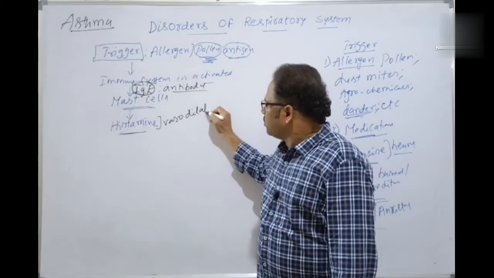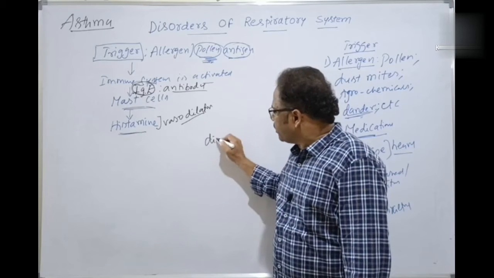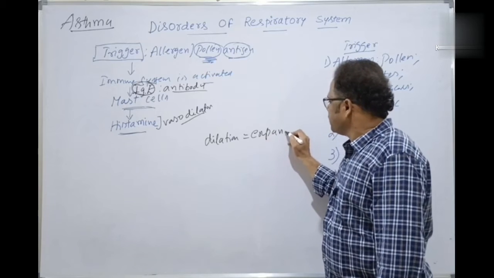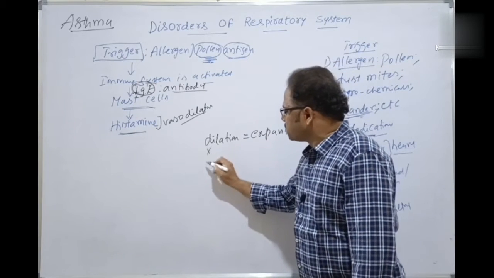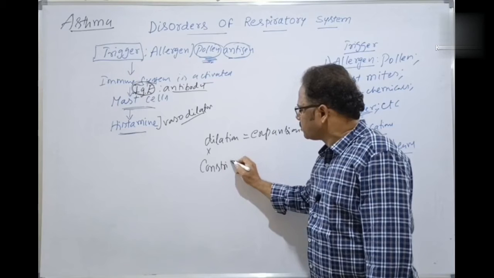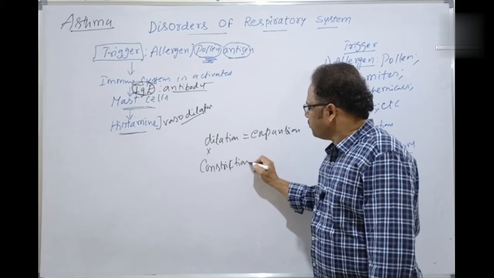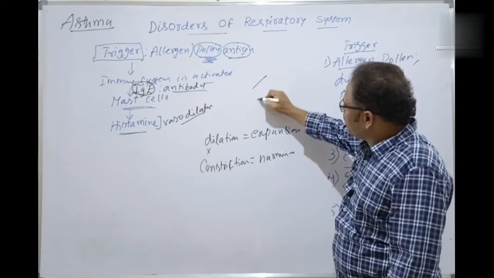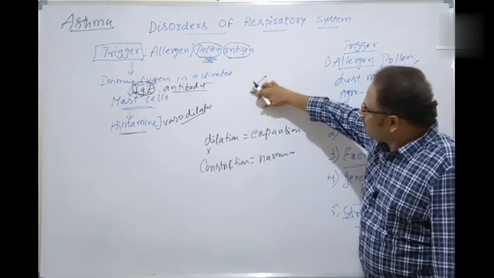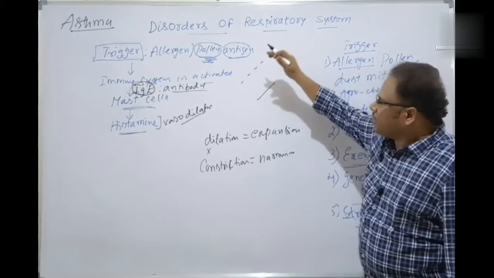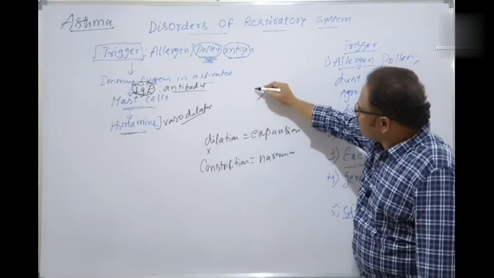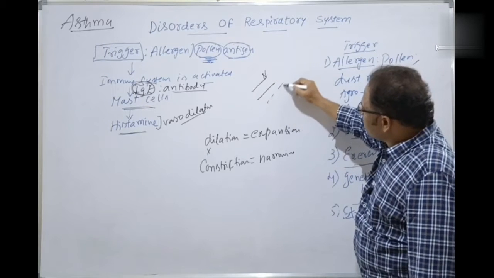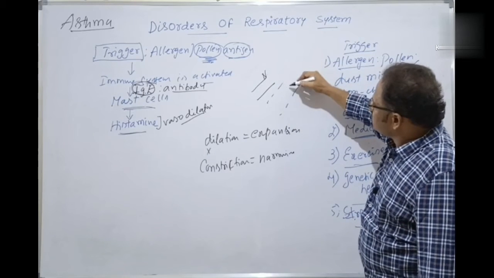What is meant by dilation? Dilation means expansion. The opposite of this is constriction. Constriction means narrowing. For example, this is a normal one. A dilator means it becomes expanded like this. If it is a constrictor, this is a normal one. This is the lumen, and this is a dilator.